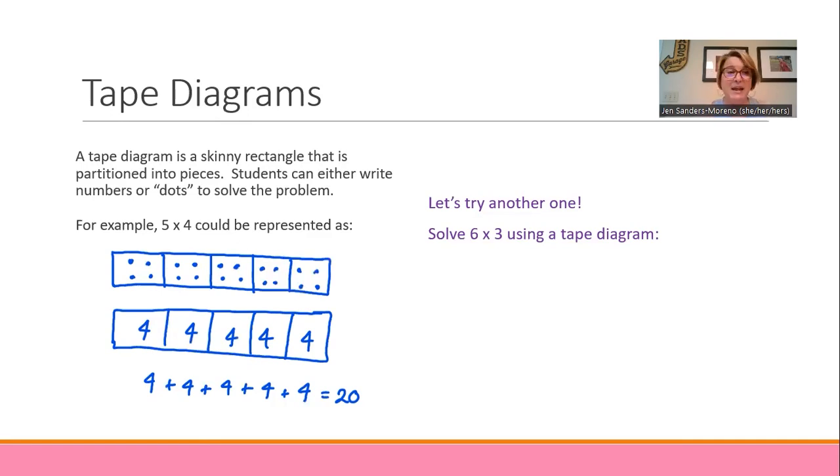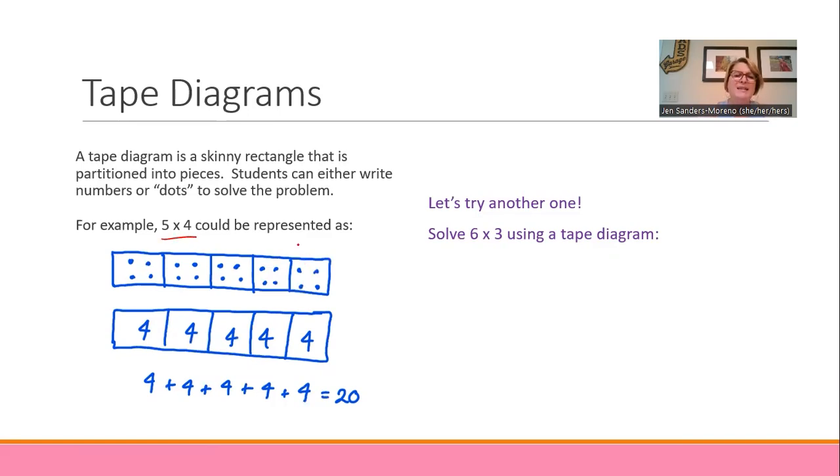So it's just a skinny rectangle, okay? They're partitioned or cut into pieces. Technically, they could be cut into different sized pieces, but for multiplication and division, which is our next video, they typically have the same size pieces because it's that idea of fair share, equal share. So here, if we wanted to show 5 times 4, what we're saying is we want 5 groups of 4.